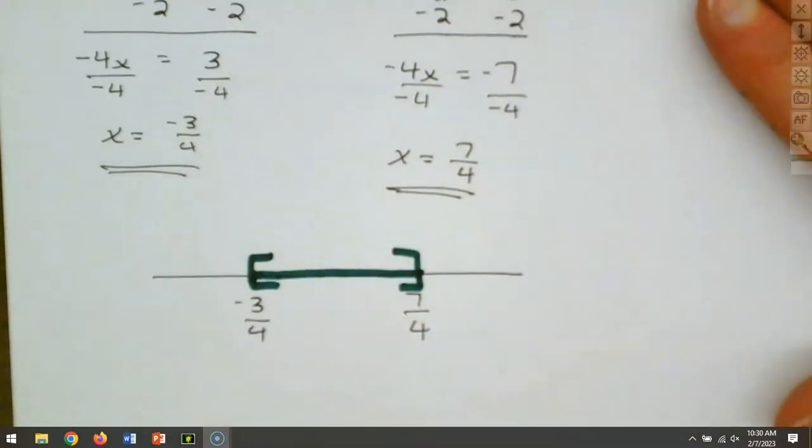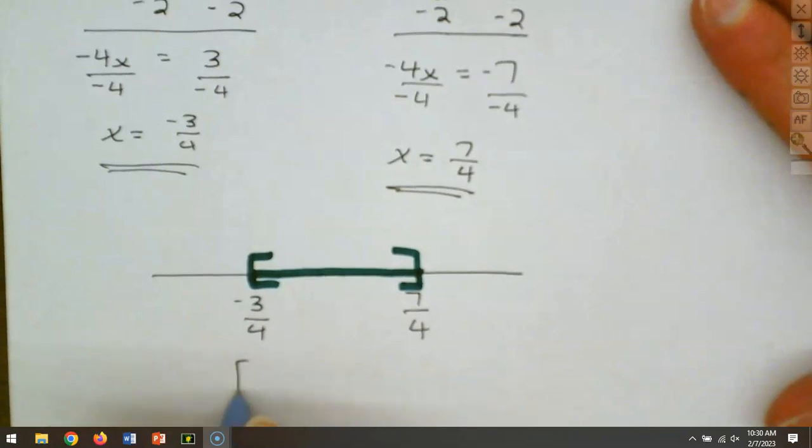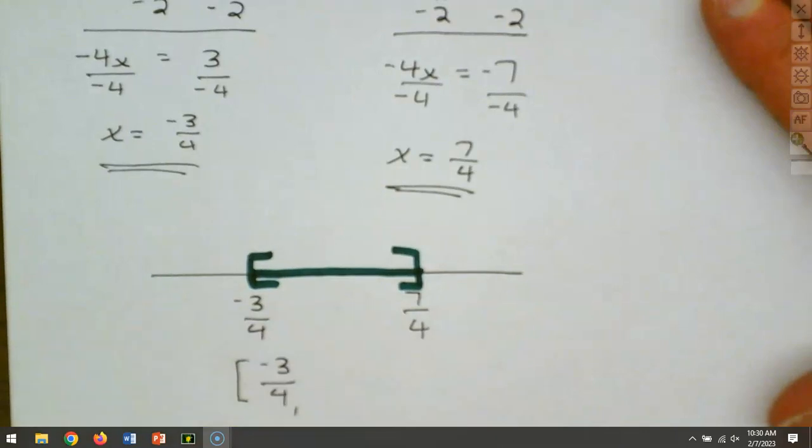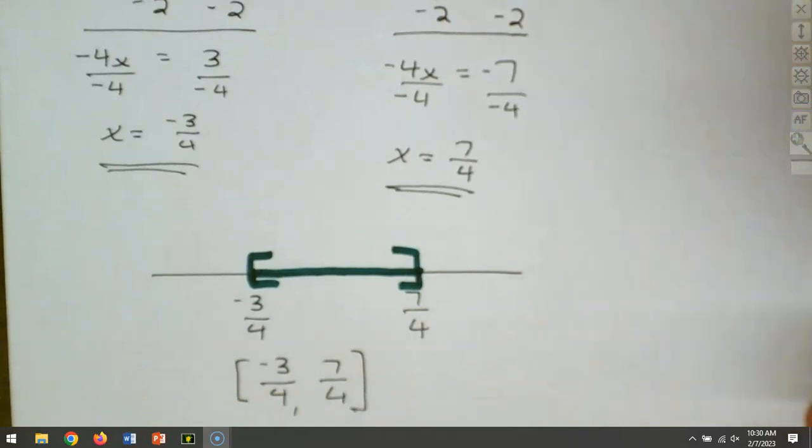What does this look like now in terms of interval notation? In terms of interval notation, it's minus 3/4 with the square bracket, comma 7/4, also with the square bracket. Okay, so there's my answer.